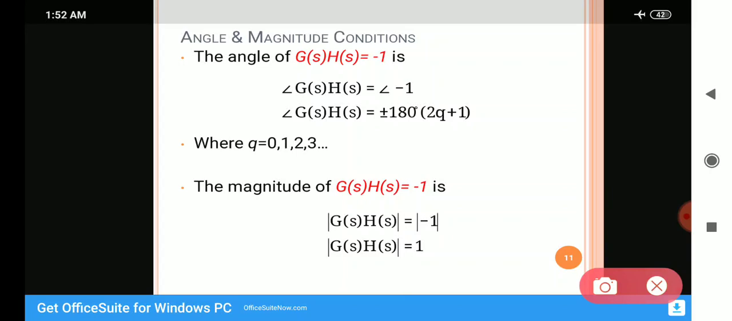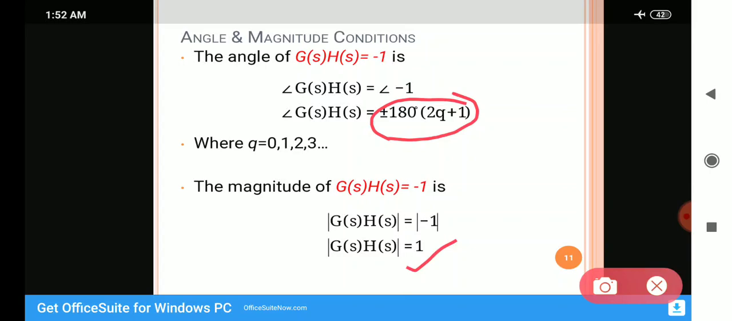That means when you take the magnitude of minus 1, it is 1. When you take the angle of minus 1, it is nothing but plus or minus 180 degrees, or it can be any odd multiple of 180 degrees. That is, for q ranging over 0, 1, 2, 3 and so on, it is just the odd multiple of 180 degrees.